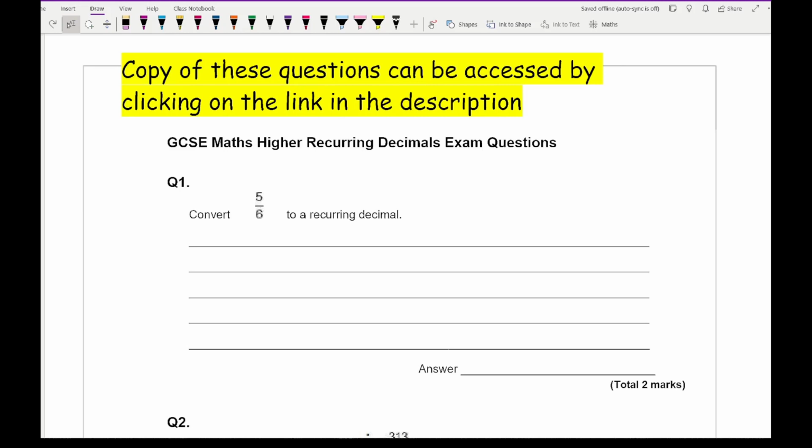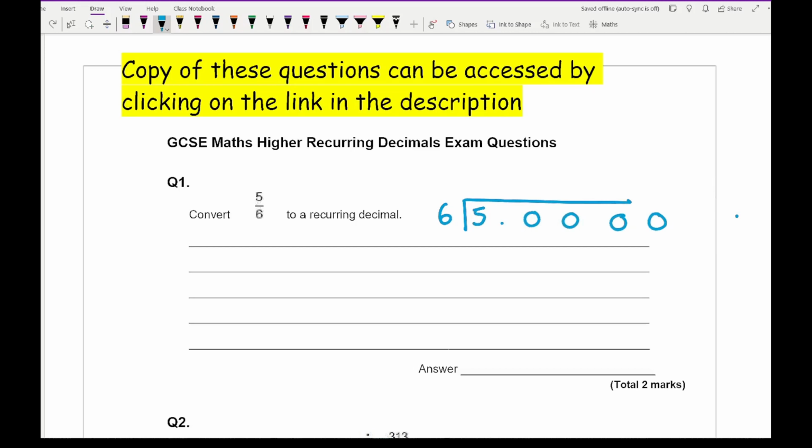So question 1 says convert 5/6 into a recurring decimal. Now for this, we're going in the opposite direction to what we typically do. So here we're going to convert this into a decimal. Now one way of doing this is to do some division. So here I do 6 goes outside the bus stop and 5 goes inside, and what I'm going to do is just add a few zeros.